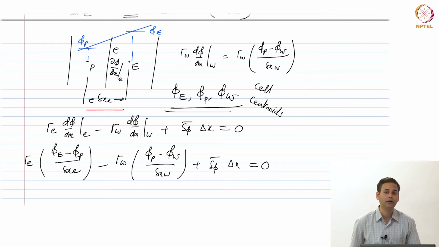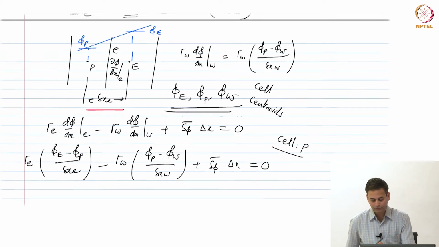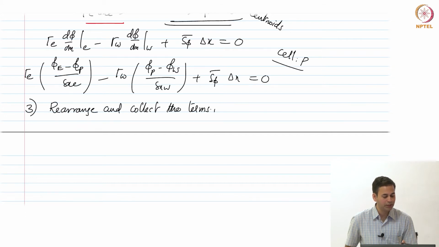Okay, we got one linear algebraic equation for the cell P. Another step would be to collect the terms and rearrange. There are two coefficients for phi p, so I am going to send them to the right hand side. That will be gamma east by del x e plus gamma west by del x w.